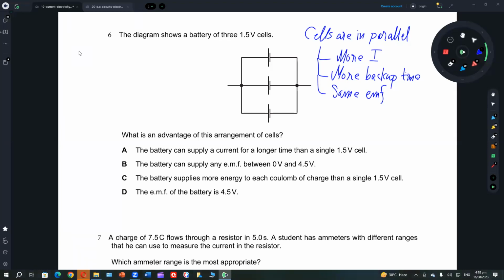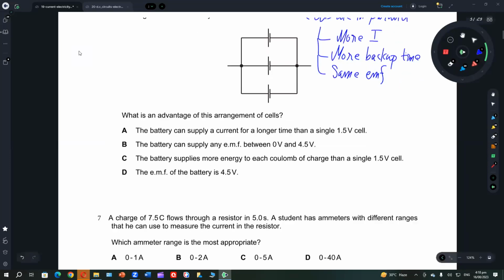So can you please let me know the answer, six part, what should be the answer? The battery can supply any EMF between 0 and 4.5. I have already written the important outputs of a parallel combination. So what is better? Then I think A. Yes, very good. Remember, a parallel combination gives more. A parallel combination gives a greater backup time.